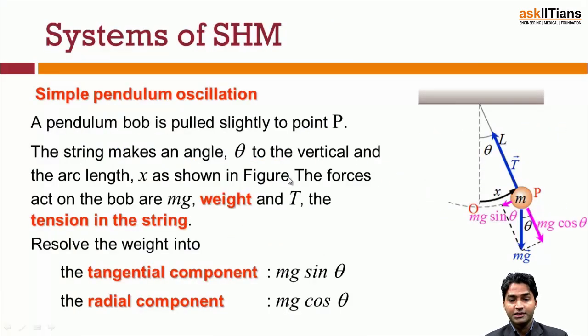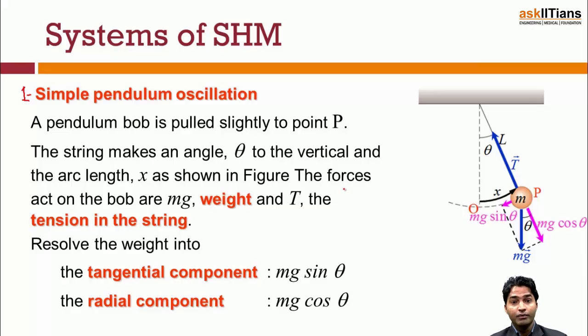Now in the next part we would like to discuss systems of SHM, a very important part of SHM. For the first case we will discuss the simple pendulum. In a simple pendulum, we have a bob of mass m connected with a light string that executes to-and-fro motion about the mean position. The pendulum is pulled slightly to point P, the extreme position. The string makes an angle theta to the vertical, and the arc length is x, as shown in the figure.